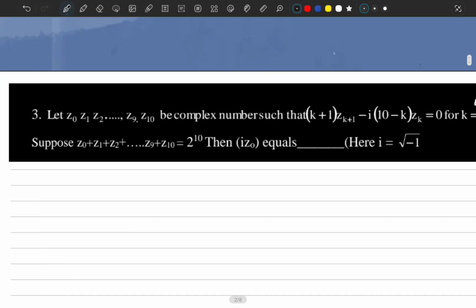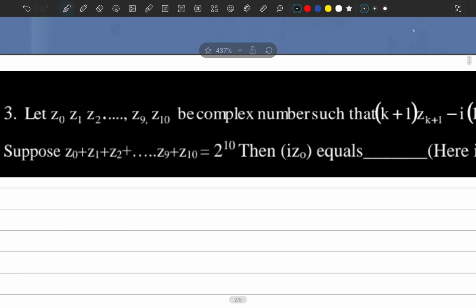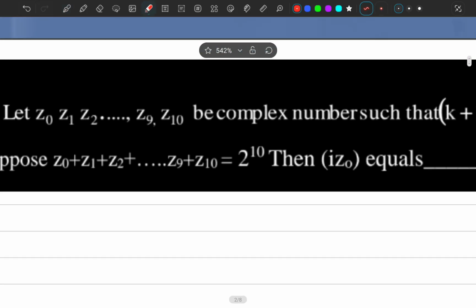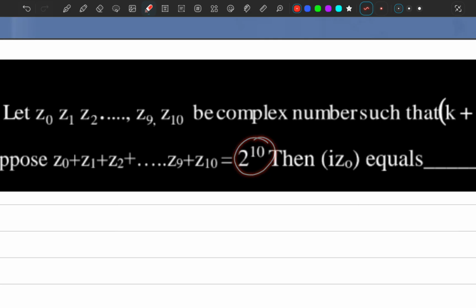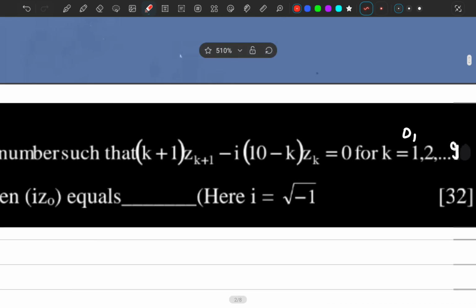So we know we are being given 11 complex numbers to be exact, right? z0 to z10, these are 11 complex numbers, and the sum of these 11 complex numbers is given as 2 raised to the power 10, right? Also, this kind of a recurrence relation is being provided in the problem. So let's work with that.